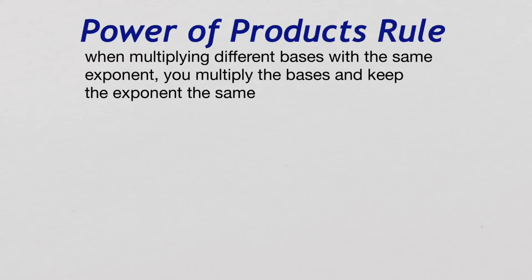We got power of products rule. That states that when multiplying different bases with the same exponent, you're actually going to multiply the bases and keep the exponent the same. So as a quick example, we could have something like, let's say 2 to the 3rd, and let's say we're multiplying it times 12 to the 3rd. Same exponent, so that'll stay in our answer. We're going to just multiply 2 times 12 to get 24. So that'll just be 24 to the 3rd.